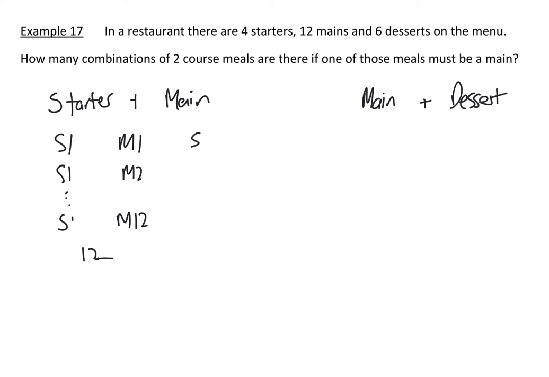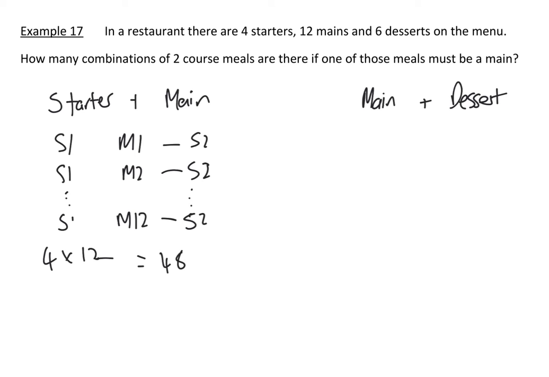And you have the same for starter 2 and main 1, starter 2 and main 2, all the way down to starter 2 and main 12. So you have another 12 options. So what we have is 4 times 12 options, which is 48.